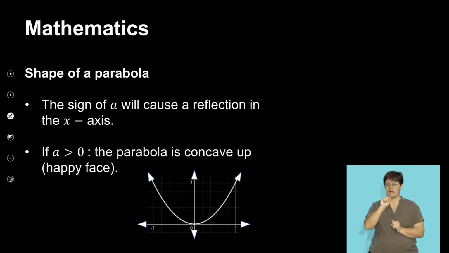And then the sign of a will cause what we call a reflection in the x-axis. Now, we normally use the words happy face and sad face, right? And I will show you why we say that.